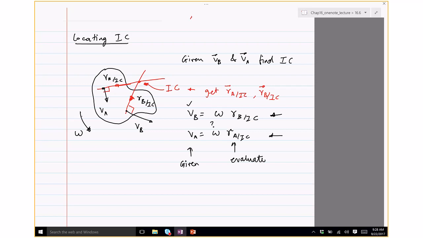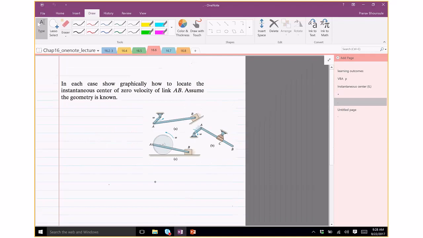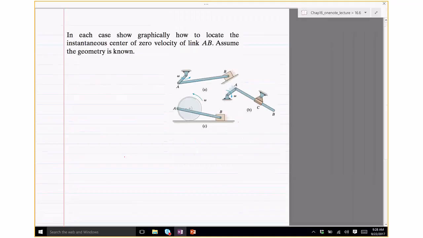Okay, so the best way to make this clear is to solve some problems where you are asked to figure out the ICs. Okay. So let me tell you one thing. You are going to get a question on IC in the exam. It might be a short answer question, it may be a long answer question. But you are going to get it.